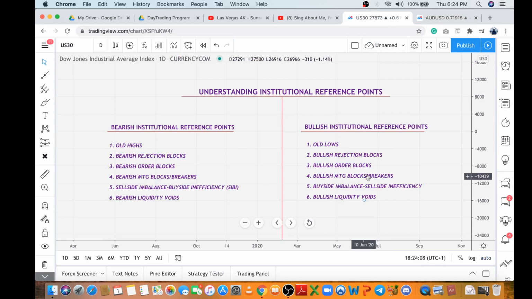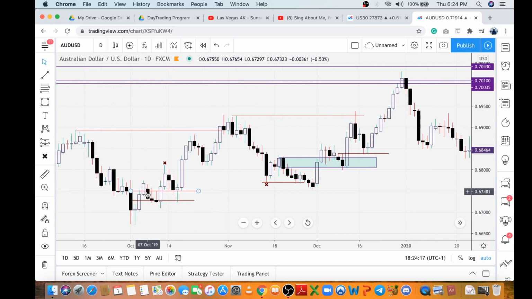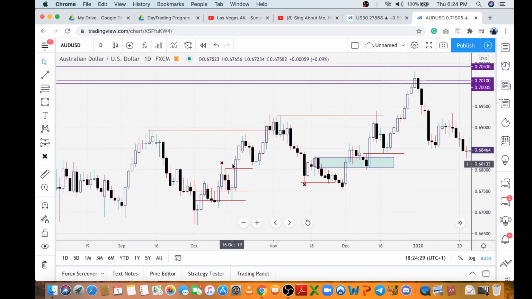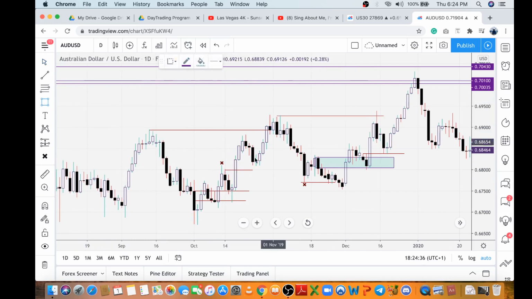So buy side imbalance, sell side inefficiency. That's just like a fair value gap in price. That is a place where there's only one type of marketplace offer. So you can see we have the dealing range here. Now if you look at this, this is the last place where sell side was offered. So in between this low and this high, there was no sell side offered, only buy side. So we can look at this as a bullish fair value gap.